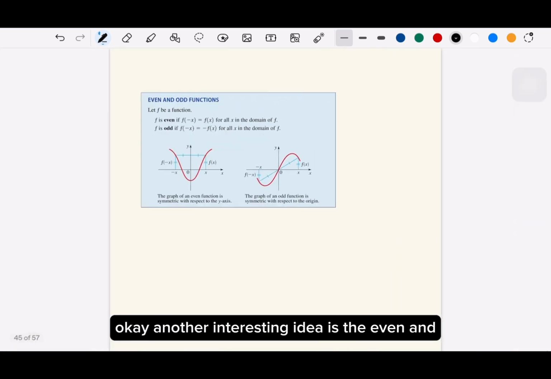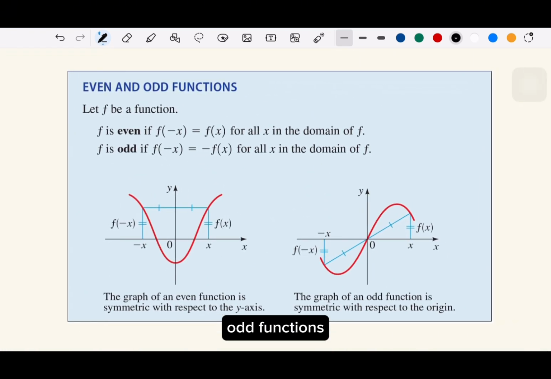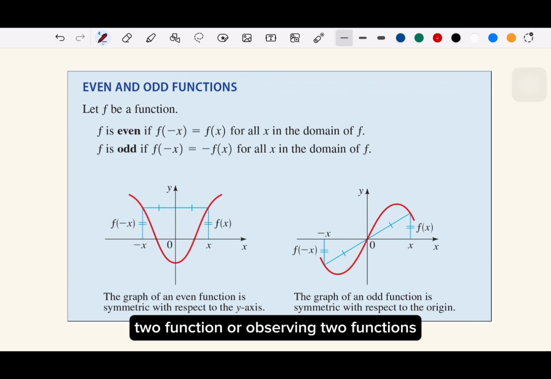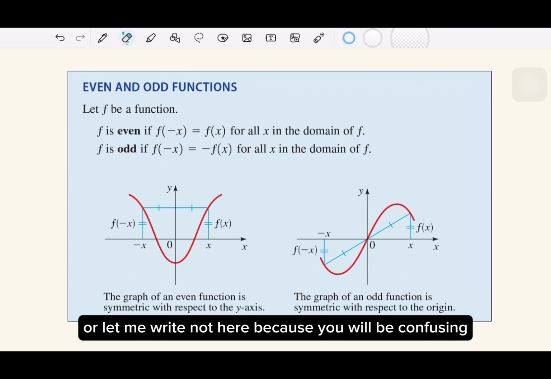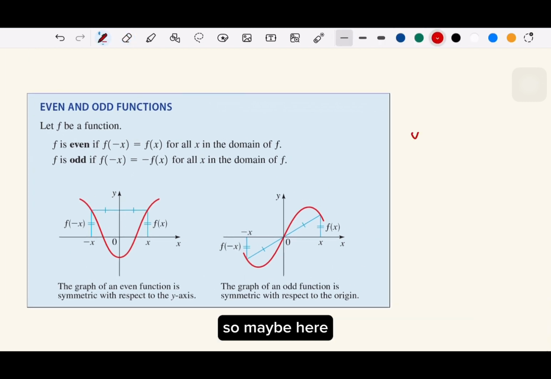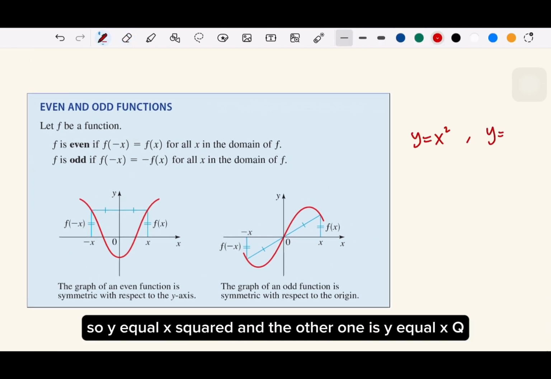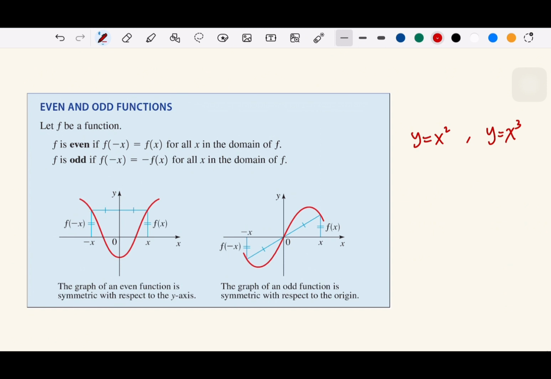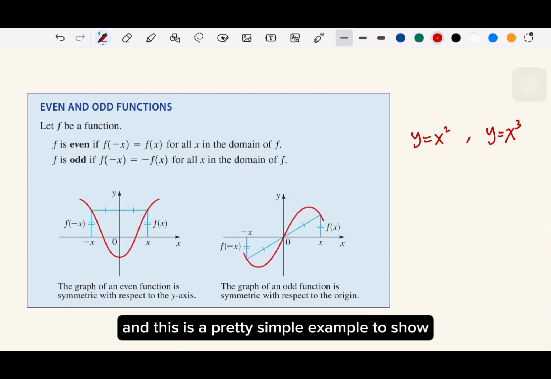Another interesting idea is the even and odd functions. I think the best way to explain this is by observing two functions. Let me write it here, so it won't be confusing: y equals x squared, and the other one is y equals x cubed. Something that you can easily relate to. x squared is like that, and x cubed is like that. This is a pretty simple example to show what even and odd functions are.